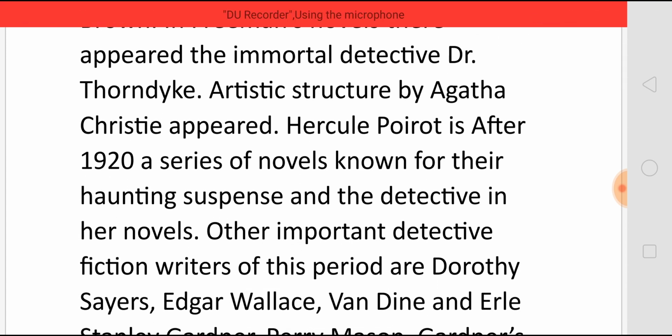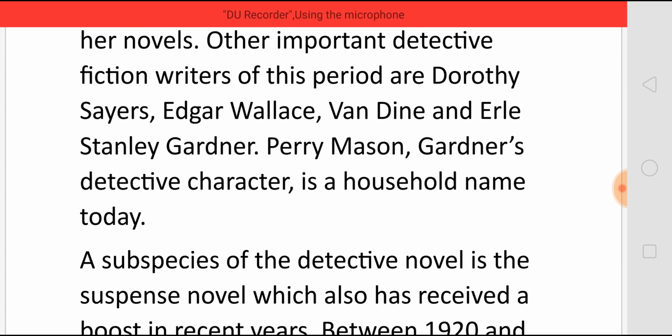Artistic structure by Agatha Christie appeared. After 1920, Hercule Poirot featured in a series of novels known for their haunting suspense. Other important detective fiction writers of this period are Dorothy Sayers, Edgar Wallace, Van Dine, and Erle Stanley Gardner. Perry Mason, Gardner's detective character, is a household name today.